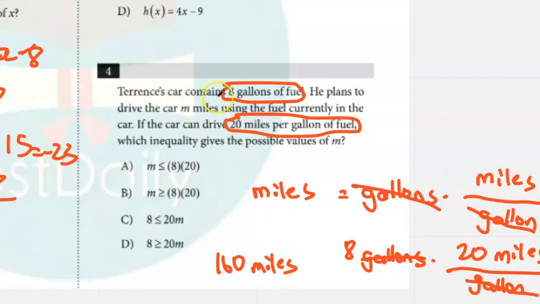And notice how if it has 8 gallons of fuel, the car can drive 20 miles per gallon of fuel, that means it can't go over 160 miles. That means m has to be less than or equal to 8 times 20.